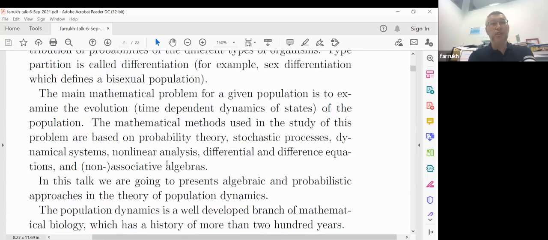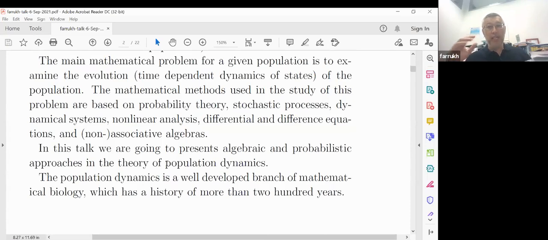In this theory, there are several methods we can apply to know the evolution of the distribution: probability theory, stochastic processes, dynamical systems, differential equations, and so on. From the algebraic point of view, there is also an approach to predict what will happen with this distribution by looking at the algebraic properties of the models. This is the main motivation to study these models from the algebraic point of view. So in this talk, I want to talk about algebraic and probabilistic approaches to population dynamics, a crossing between the two.